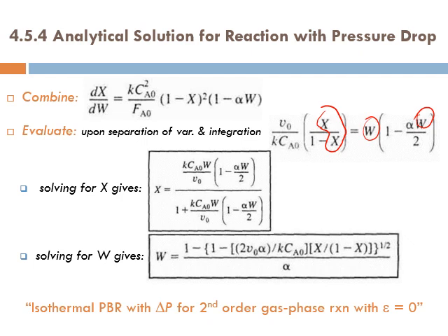Okay, so we have these equations, which remember are only applicable for an isothermal packed bed reactor with pressure drop for a second order gas phase reaction with epsilon equals 0. So this is not an equation that we will memorize. Okay, so now we have taken into consideration the effect of pressure drop in the design equations.